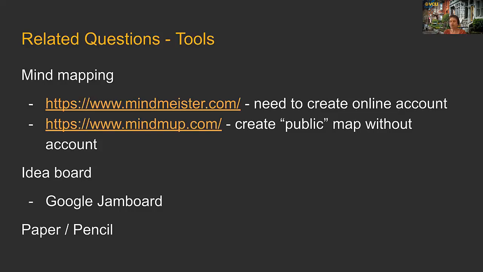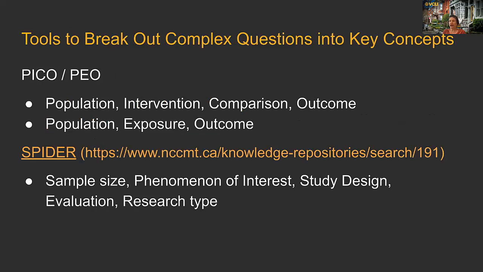To create an idea board, Google has a tool called Jamboard that has electronic stickies that can be real fun to work with. Or if you're like me, you might go old school and just take out some pen and paper and maybe an eraser. So you have lots of options. And then we talk about having tools to break out complex questions into key concepts. This is really what's going to help you with your search.